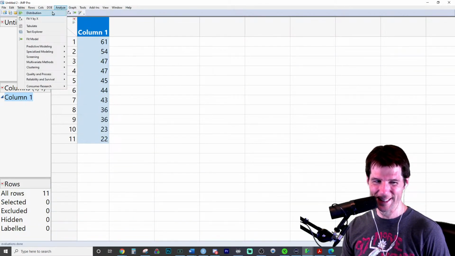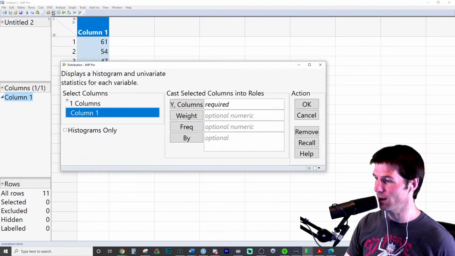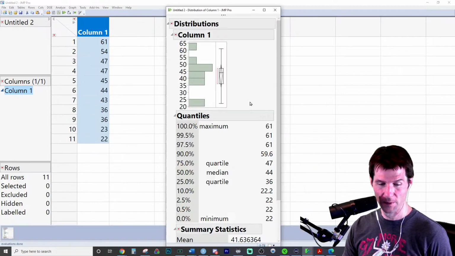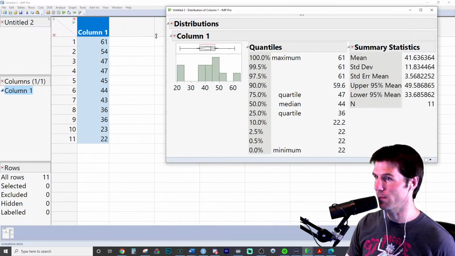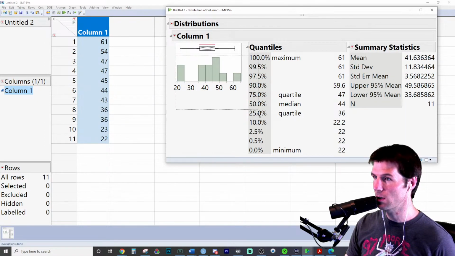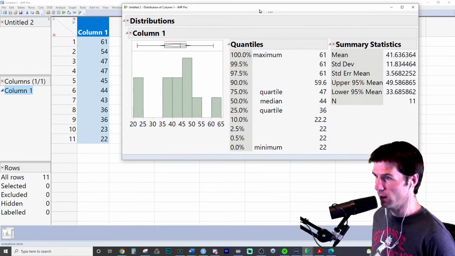We're going to go to Analyze, Distribution, and this will let us see the distribution of the quantitative data. Then we're going to double-click Column 1 and click OK. Then we'll click the top red arrow and stack it right here. So now we can see the distribution of the quantitative data, and this is your visualization too. You'll be doing something like this.